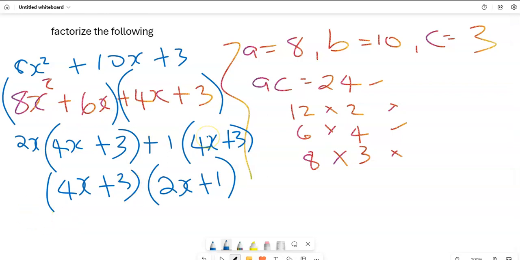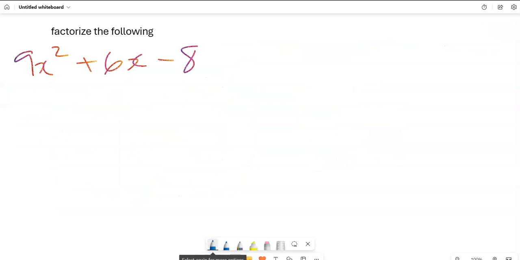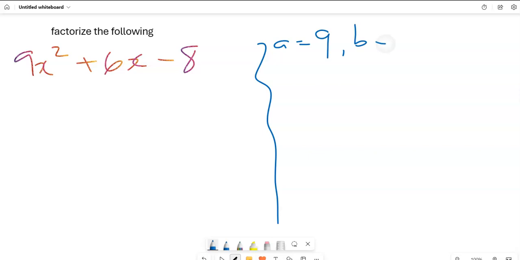Let us look at another example where everything is not positive. You can always pause the video and rework the question for yourself. Right, now let's look at example 2. We have 9x squared plus 6x minus 8. So once again, identify A, B, and C. A is 9, right? The coefficient of x squared. B is 6, beautiful, the coefficient of x. And C is negative 8.